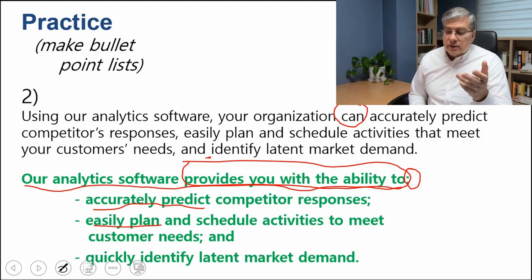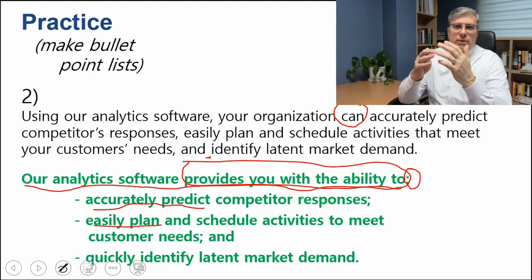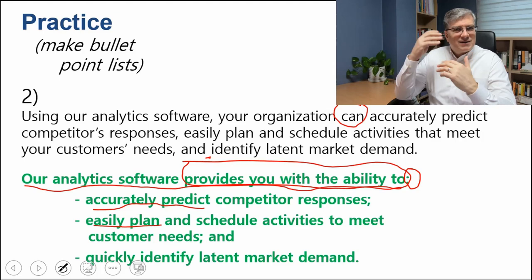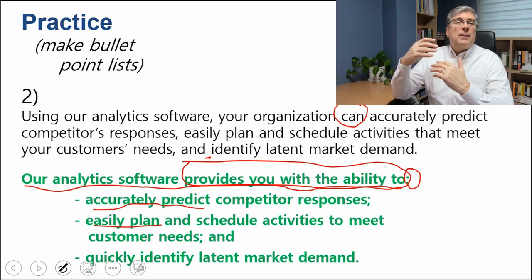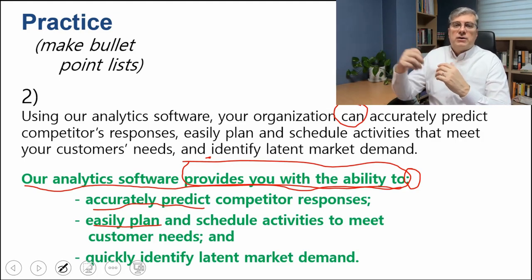Now, I'm not sure if that's true. Of course, don't make up something that's not true. But if you can, use the proper adverb to go with the verb, or get rid of them. Just predict competitor responses, plan and schedule, and then identify, right? But it's good to keep a good, tight parallel structure so that your reader doesn't have to sort through different grammatical structures, because that's a hurdle. That's an obstacle that they have to overcome to understand what you're saying.